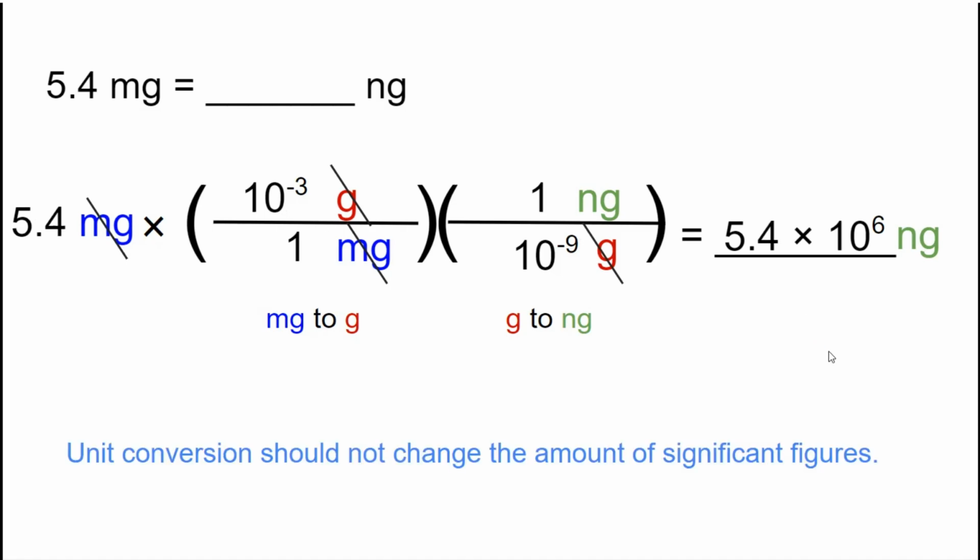Here is also a very important note. Unit conversion should not change the amount of significant figures. So here we started with 2 significant figures. We should end up having still 2 significant figures, right?